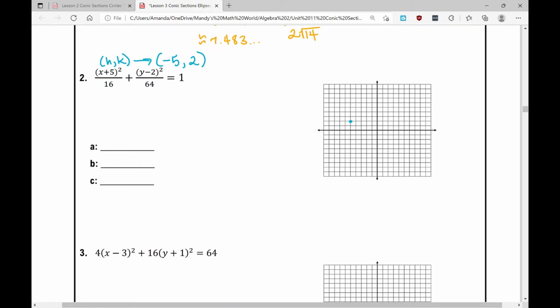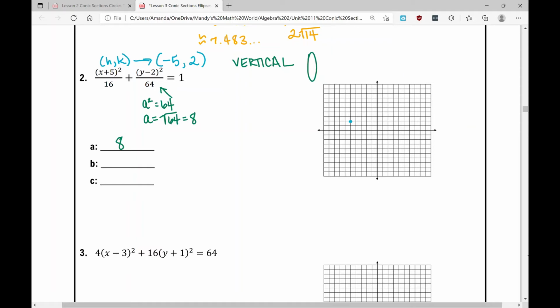So I have these two denominators. One is 16 and one is 64. The larger number, which is right here, is obviously under the y, which means this is going to be a vertical ellipse, which looks like this. And I just like to write that down to remind me. So the A value is actually right here. A squared is 64, which means A is the square root of 64, which is 8. And in this case, let's go ahead and graph this on our coordinate plane.